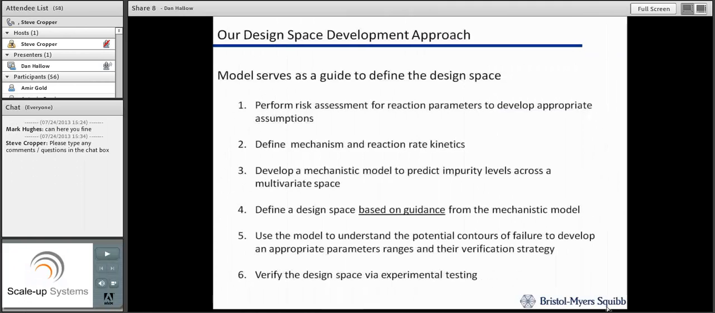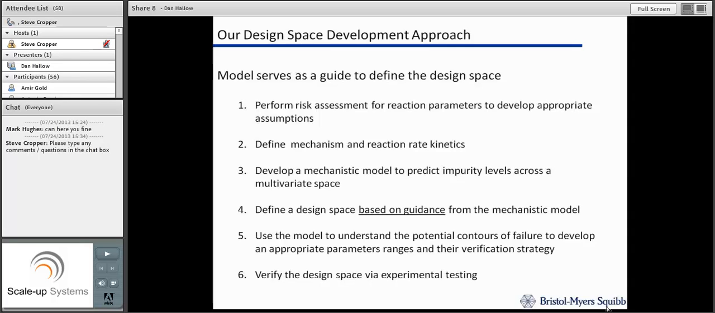First, we performed a risk assessment for the reaction parameters to develop some appropriate assumptions, and I'll get into that in a little bit, but basically deciding which parameters were important to model, which ones we wanted to hold at conservative values, and how we would approach it to define our final design space.